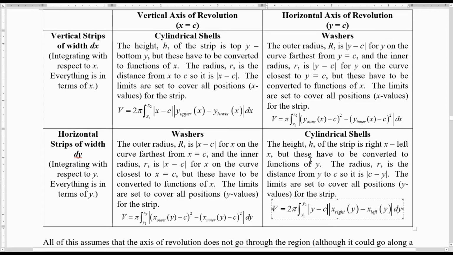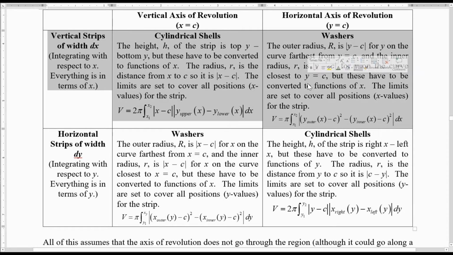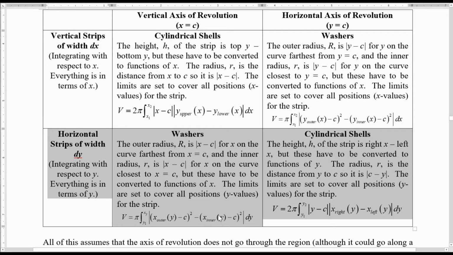For the cylindrical shell method, you get that again when the horizontal strip, because you have a horizontal axis, those are parallel. So the height is the right x minus the left x, but again, those have to be done in terms of y now. So it's the right x minus the left x, but in terms of y. Okay, so you have to write your formulas in terms of y to set this up like this. Whereas over here, in this row, you have to write your formulas in terms of x. In this row, you have to write your formulas in terms of y.